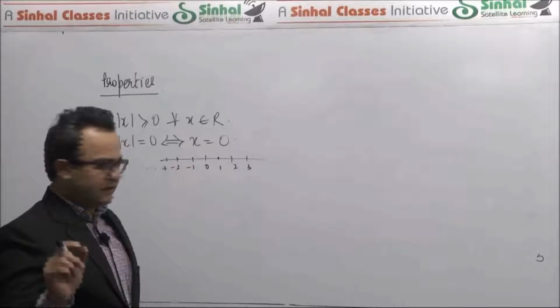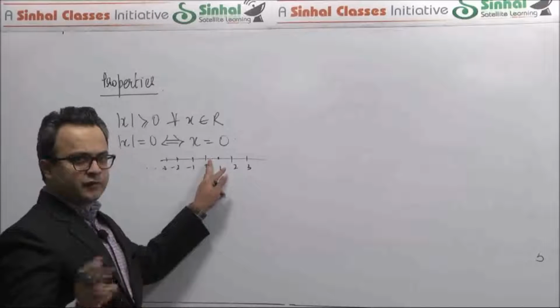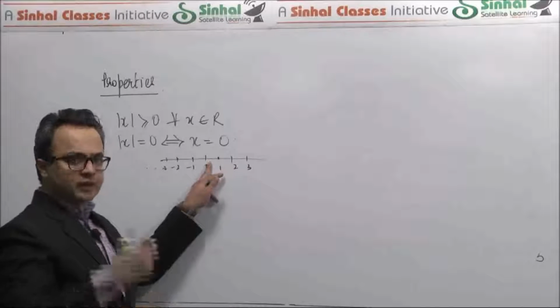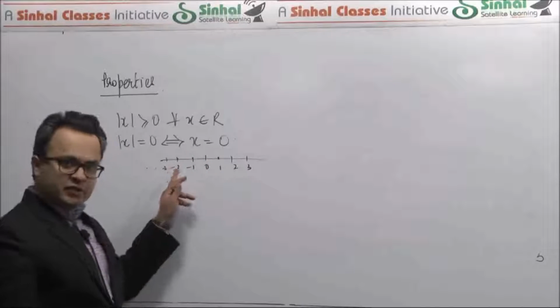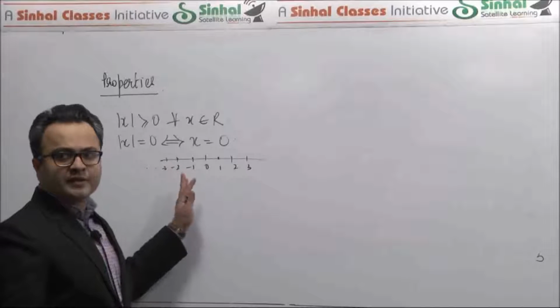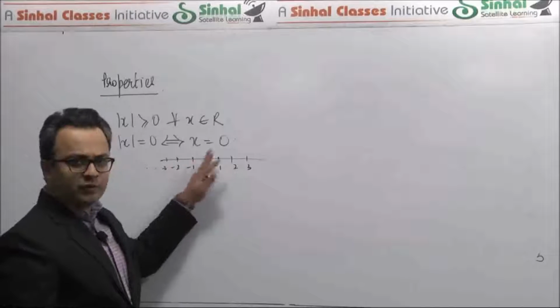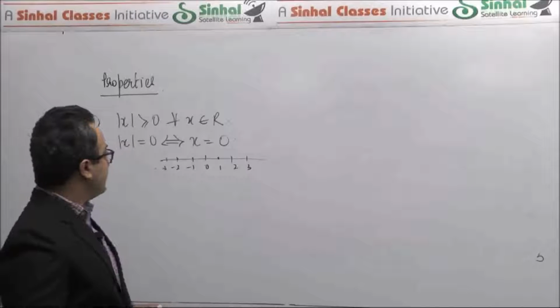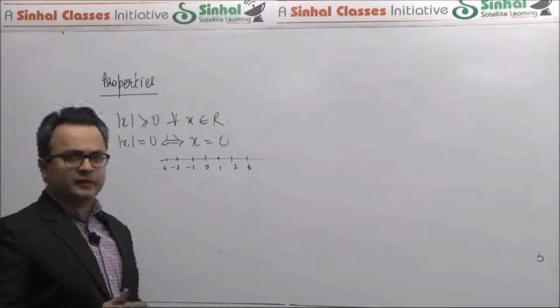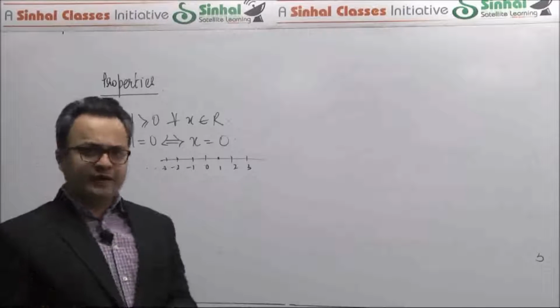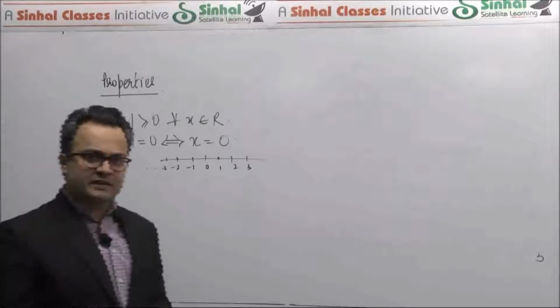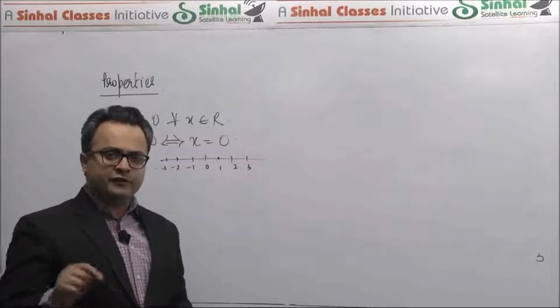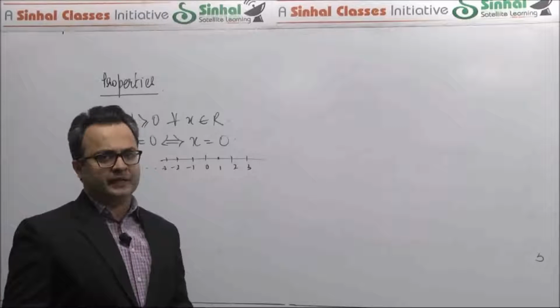So geometrically, mod of 2 and mod of minus 2 both represent a distance. 2 is at a distance of 2 units from 0, but on the right hand side. Similarly, the number minus 2 is also at a distance of 2 units from 0, but on the left hand side. So in that sense, I can give mod of x a geometric interpretation, and say that mod of x represents the distance of the real number x from 0 on the number line.